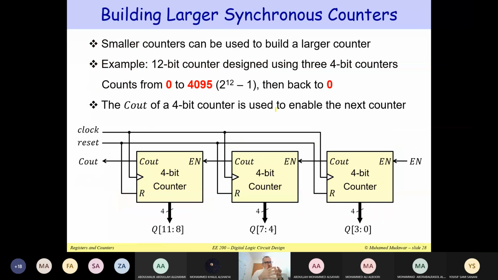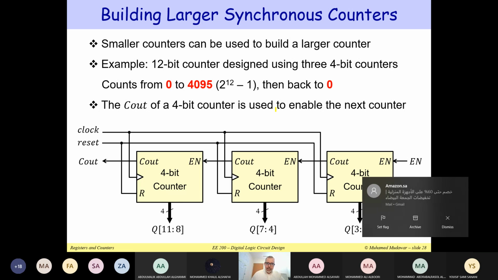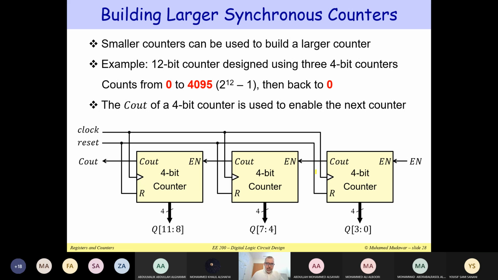Right. Can we build large synchronous counters using smaller ones? Suppose I would like to build a 12-bit counter. I can easily do this by propagating the carry out. Remember the C out when I talked about it? Now here's the importance of the C out. This C out will be 1 if the counter is enabled and the Q output is 1 1 1 1. I talked about this in the previous slide; I just would like to reiterate it.